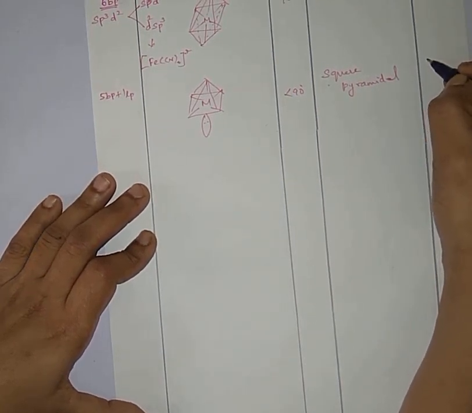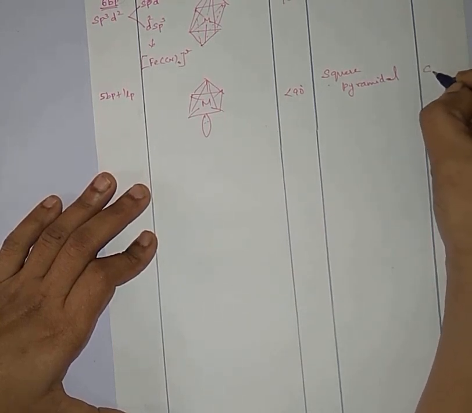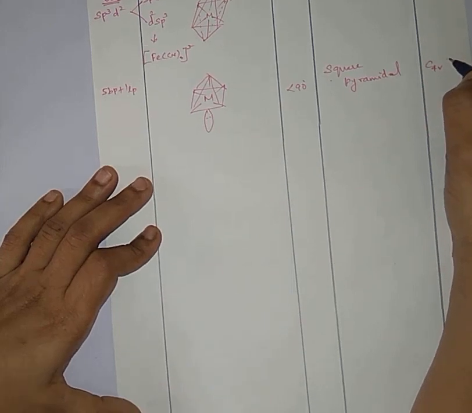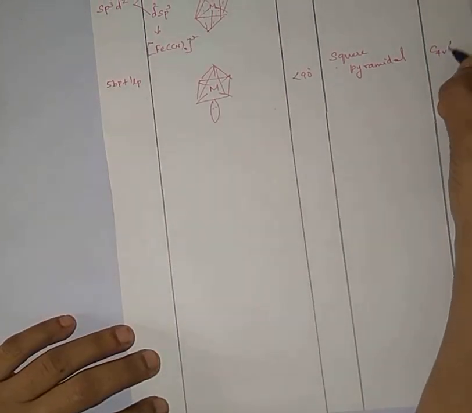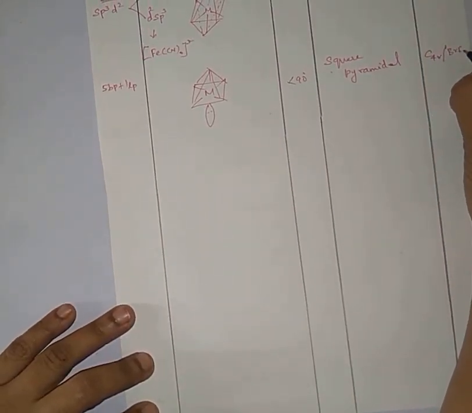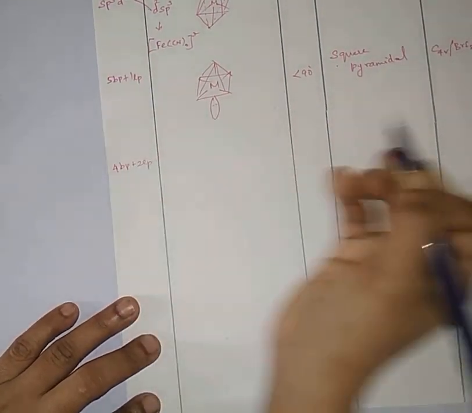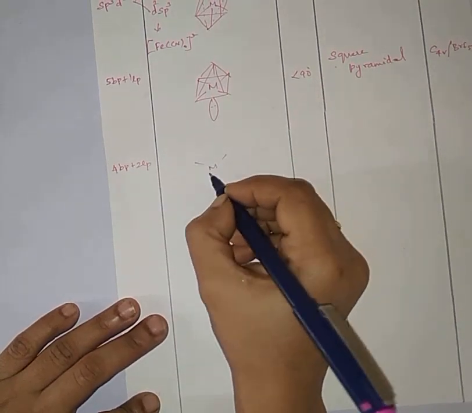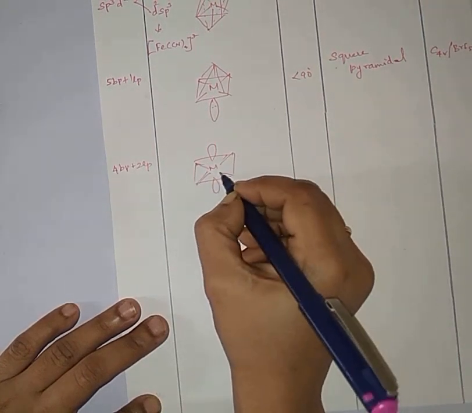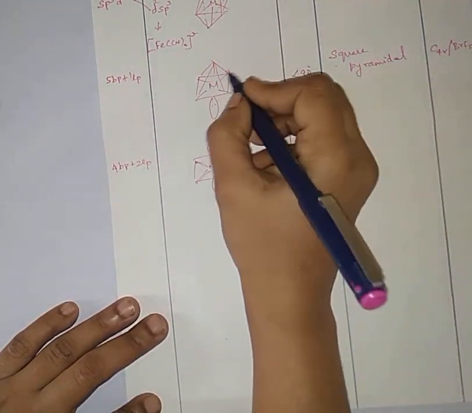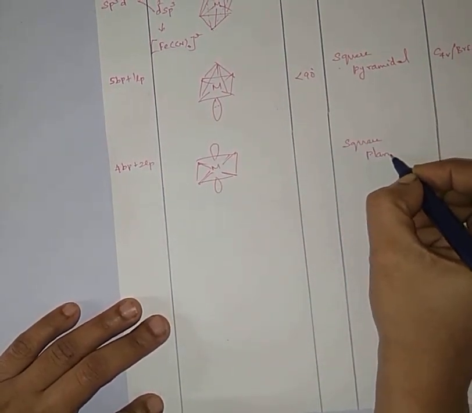And the point group for this is C4v. The example for this is BrF5. And the next one, 4 bond pairs plus 2 lone pairs. On both sides the lone pairs will come as usual. This is a lone pair and this is a lone pair, and the shape will be there. What is this? This is only square planar. I said square and this is a pyramid, but here only the square planar is there. So the shape is square planar.